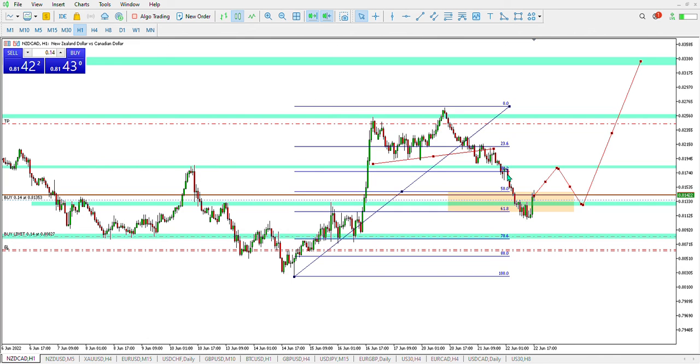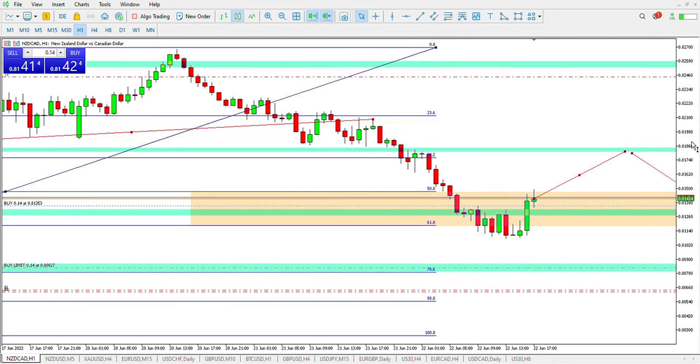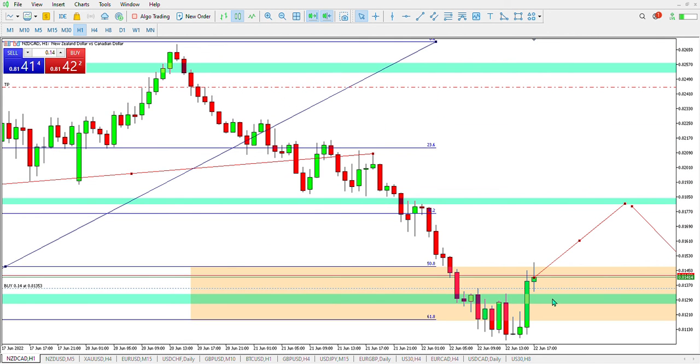Also here I'm more confident about this chart because here we have the bullish engulfing candle which have closed above our support area, and we are almost above the 50%, so the trade is going still well. So that's it for today.